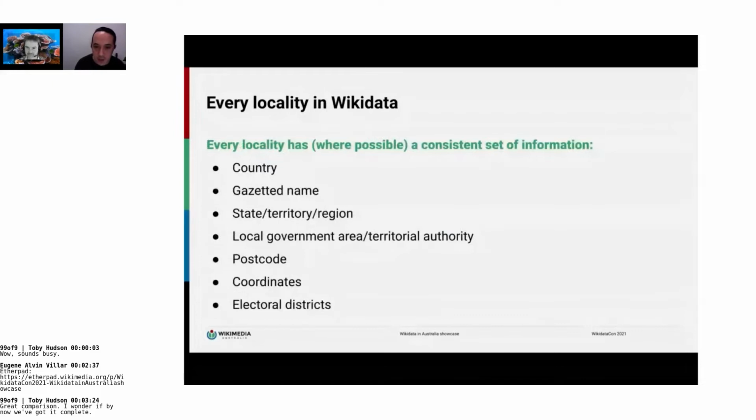So the aim is to have a consistent set of information. The country, of course, where it is, the gazetted name or official name, state, territory, or region. The local government area or territorial authority, postcode, if that applies to that locality, and coordinates. These can be either a centroid coordinate of the polygon of the border, or if there's a town centre or a population centre, it could be the coordinates of that main population area. And the electoral districts, or electorate, that the locality lies in.